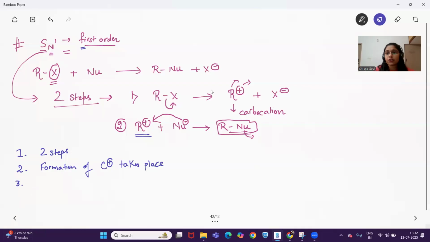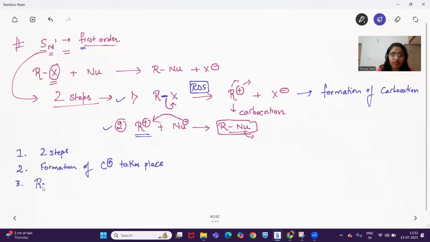Because the rate determining step decides the overall rate law, right? Among these two steps, the first step is the rate determining step, which is called RDS. Formation of carbocation is the RDS step here because this step is slow. This is happening slowly. The breaking of the RX bond is taking place slowly, and that's why this step is the rate determining step.